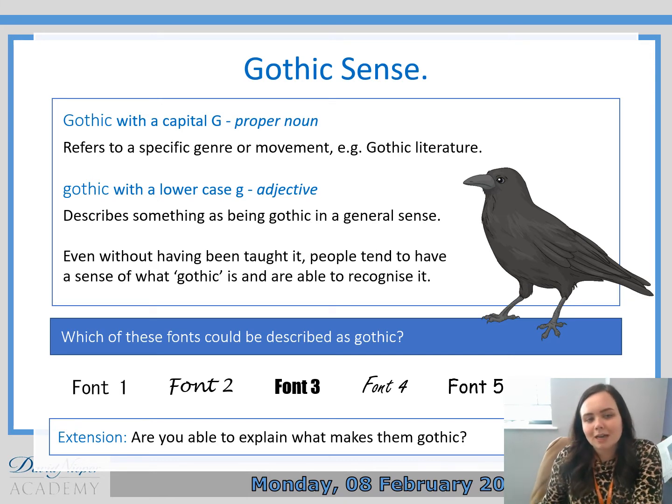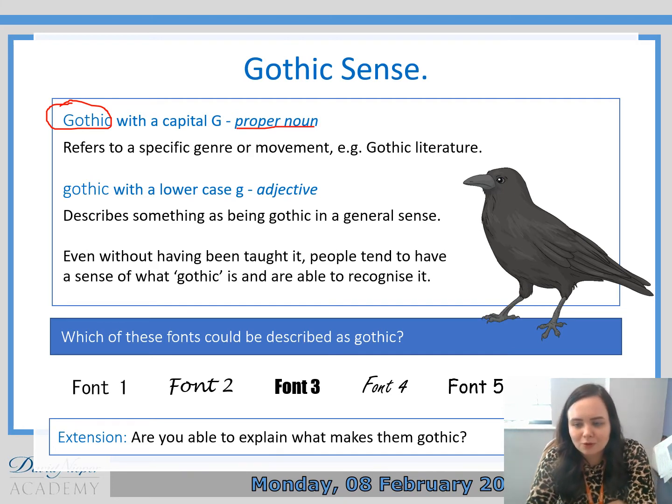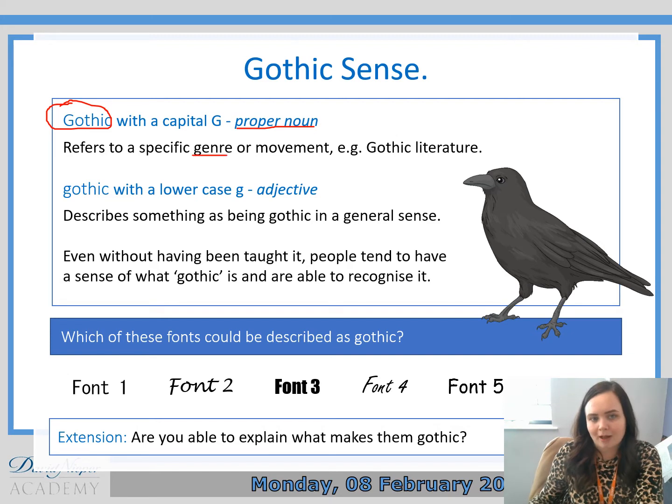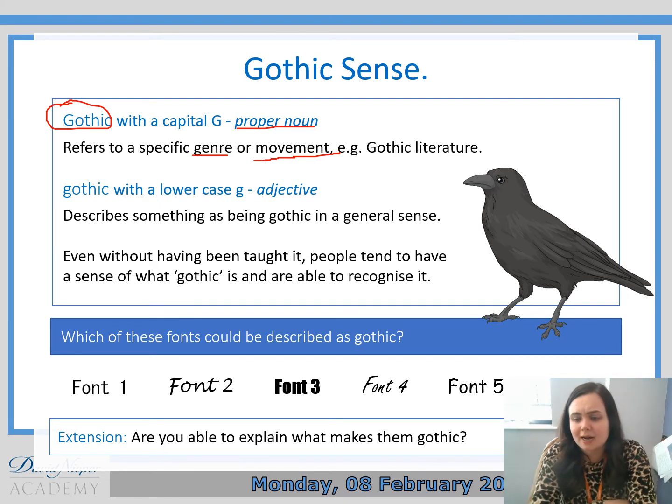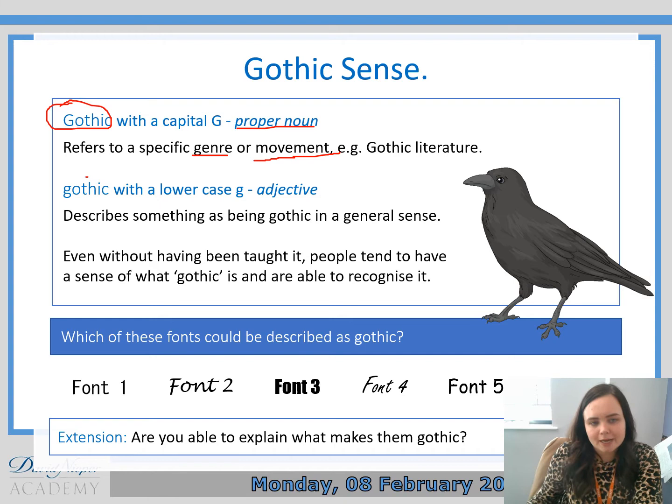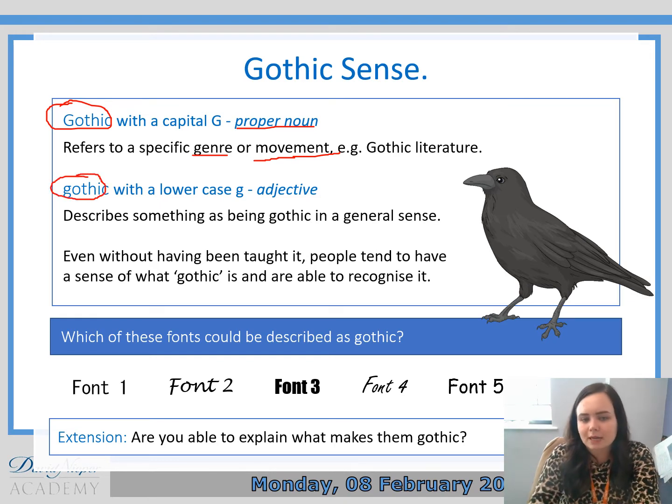So if you use a capital G, like this example here, it's classed as a proper noun, which I'm sure you'll all remember from primary school. We don't really talk much about proper nouns here, do we? And the idea is that it refers to a specific genre or movement. So that is talking about Gothic fiction. It's talking about the time period in which this style of writing was created. Gothic with a lowercase g is an adjective, and it describes something as being Gothic in a general sense.